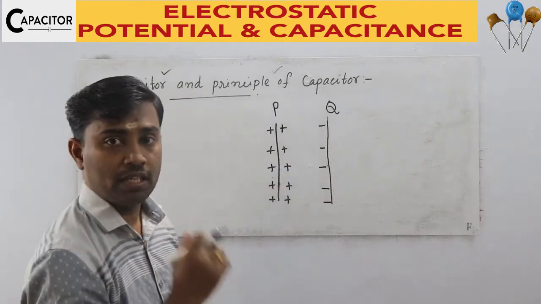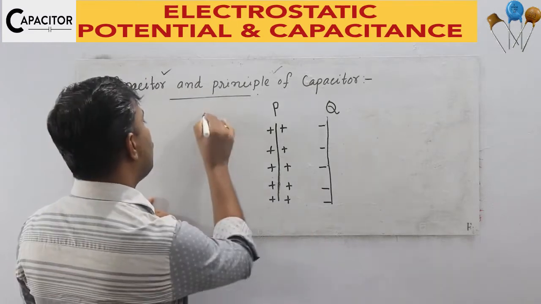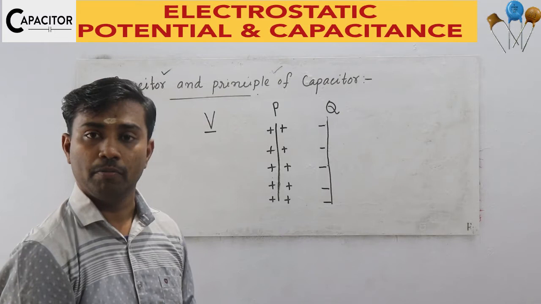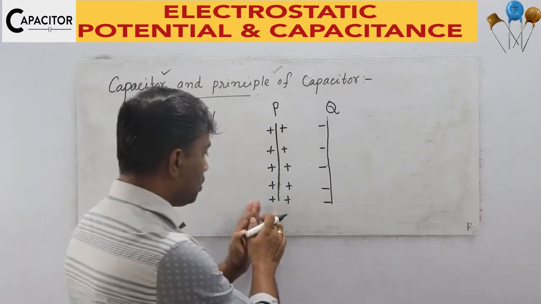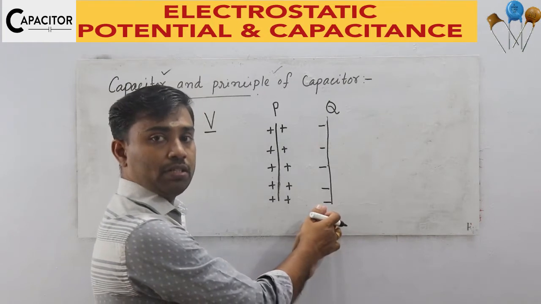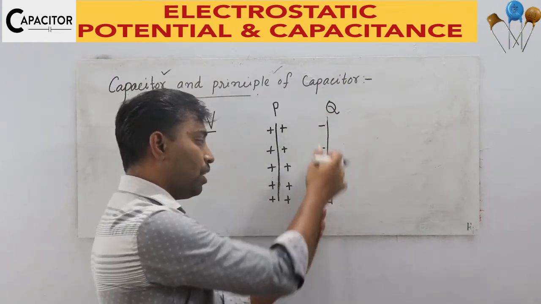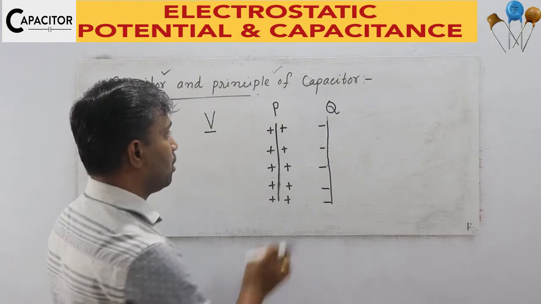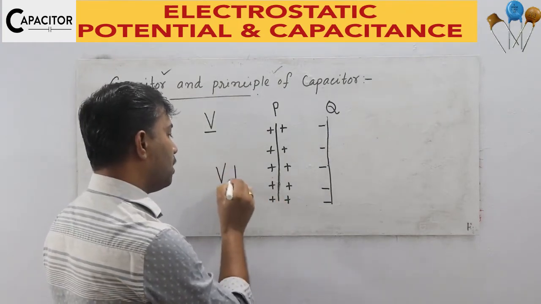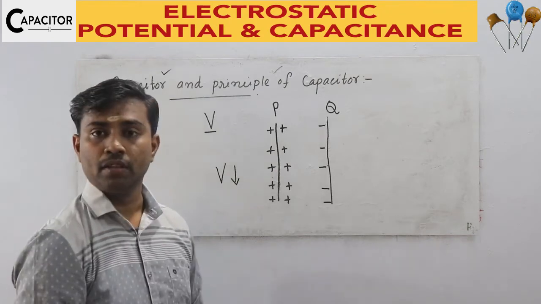Suppose we consider initially V is the potential of P. So when negative charge is induced on the plate Q, what will happen? The potential of P will decrease.